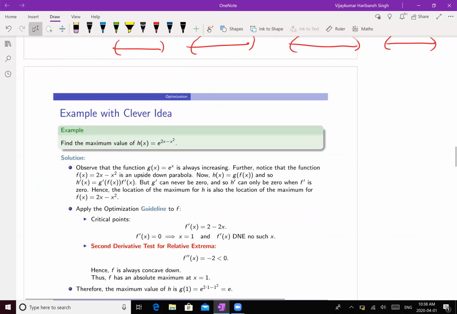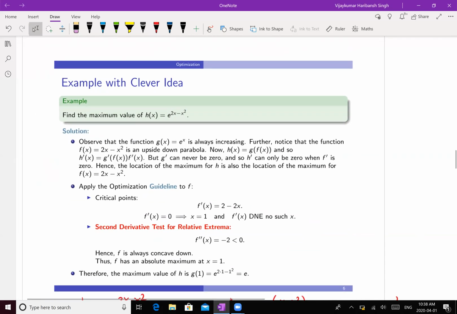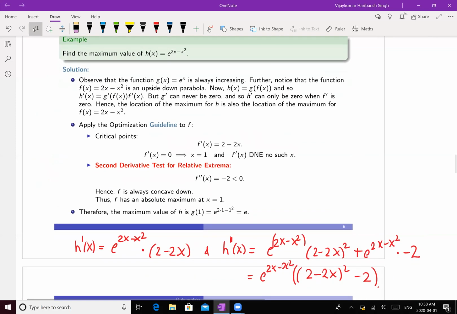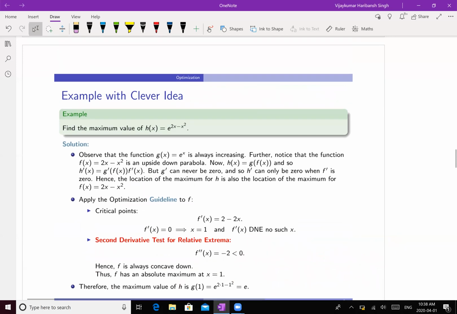So here, find the maximum value of h of x equals e to the power 2x minus x squared. So there are two ways to do it. One is you take h prime, find the critical point, take h double prime, and see if it is an absolute maximum or absolute minimum. So you'll find a local maximum or local minimum, and then you'll argue a bit further why that becomes an absolute maximum or absolute minimum. All right, so let's look at this method, which is quite interesting.